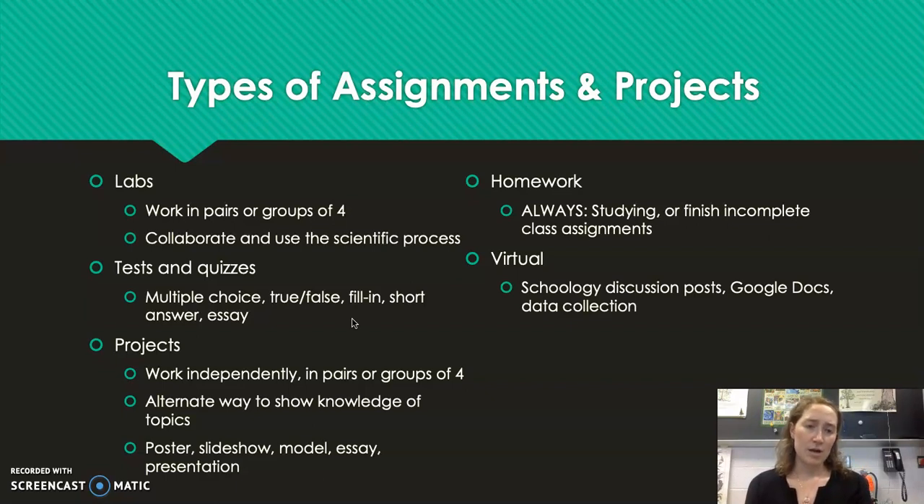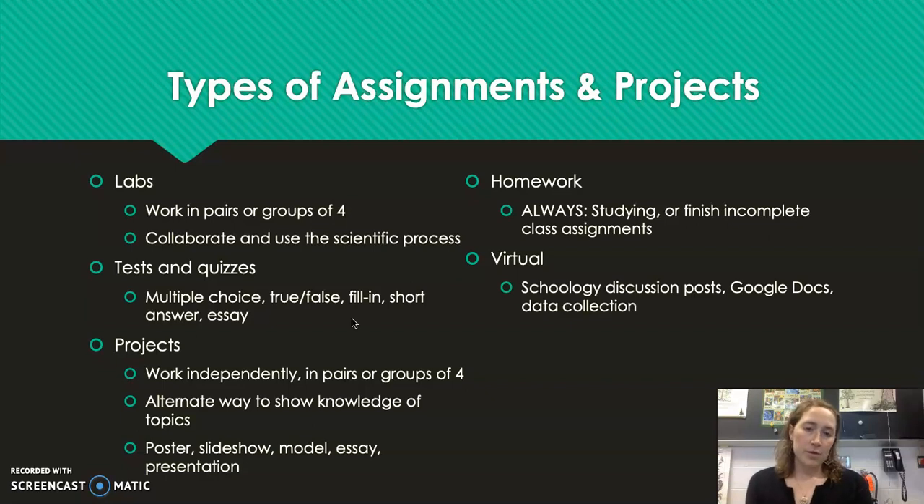In addition, if there's a class assignment that isn't finished or maybe needs to be wrapped up, that may be part of the homework. Very rarely I will give a homework assignment. The other type of homework would be maybe work on your project for 20 minutes, something like that.